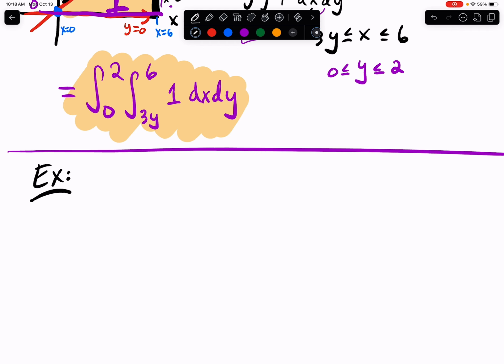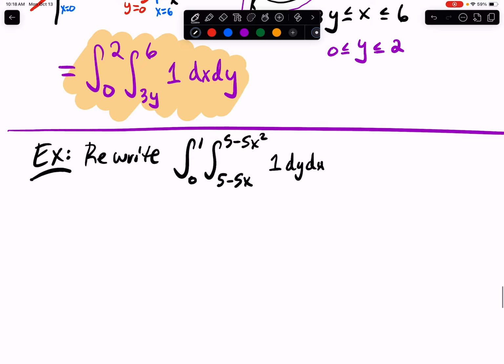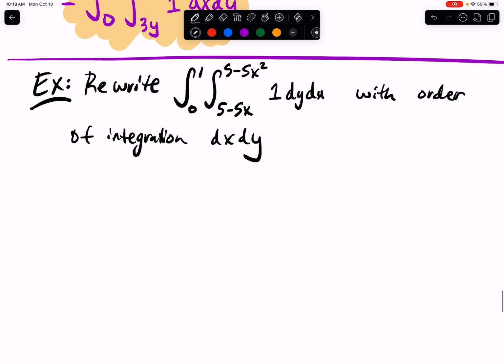Okay. Rewrite integral 0 to 1, integral 5 minus 5x to 5 minus 5x squared, 1 dy dx, with order of integration dx dy. All right.